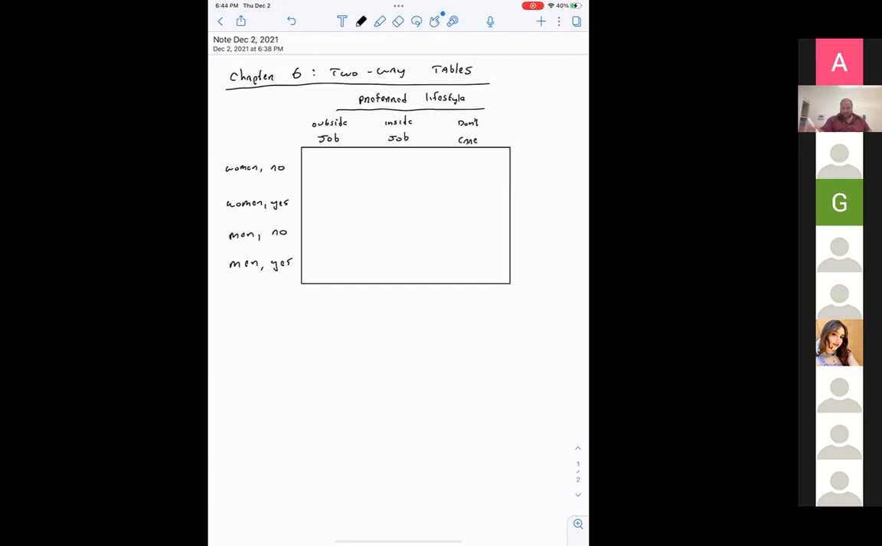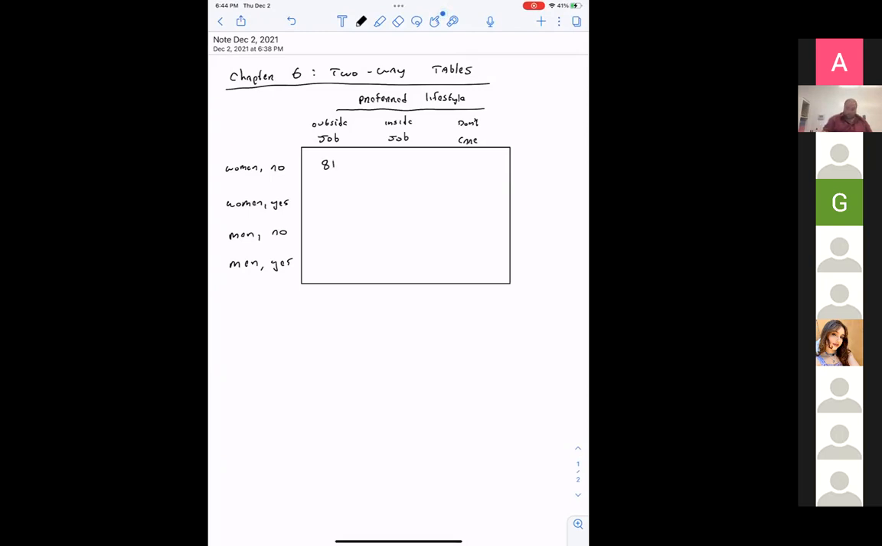So for preferred lifestyle, that's one category. There are three options. Either I prefer to have a job outside the house, I prefer to have my job being inside the house as a caretaker, or no preference at all. And the other category is sex and education: women with no college, women with college, men with no college, men with college. And we have the following data.